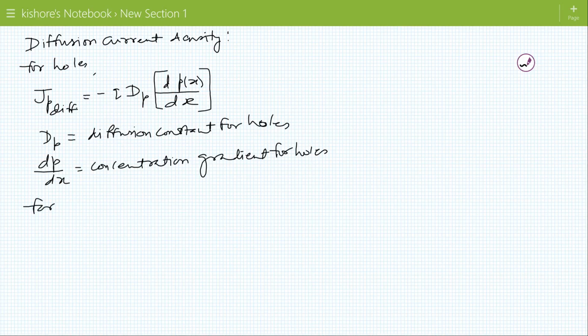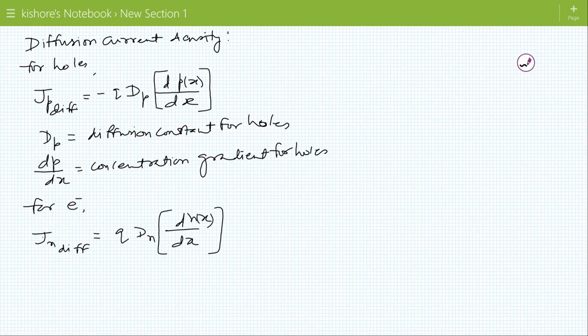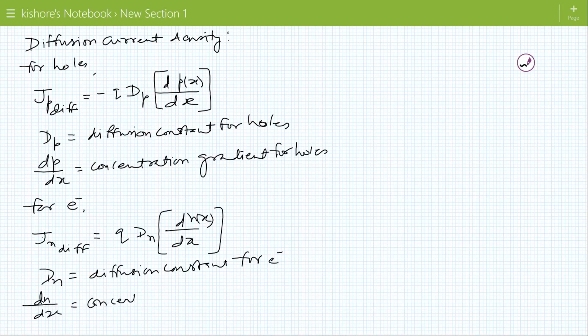Similarly, for electrons, current density is q Dn d by dx of n(x), where this d by dx n(x) is the concentration gradient for electrons, Dn is diffusion constant for electrons, and dn by dx is the concentration gradient for electrons.